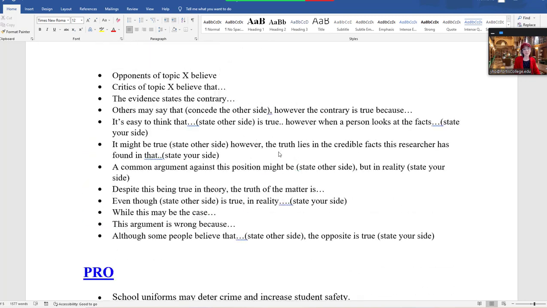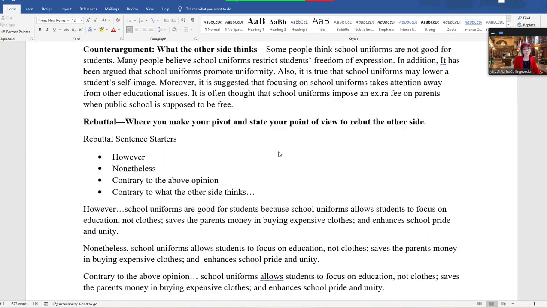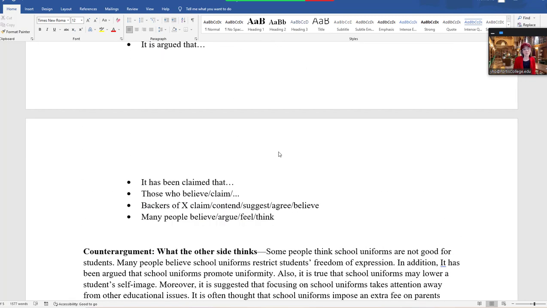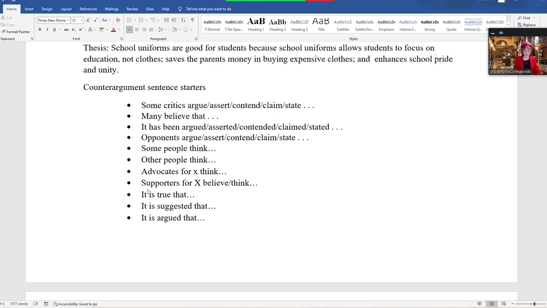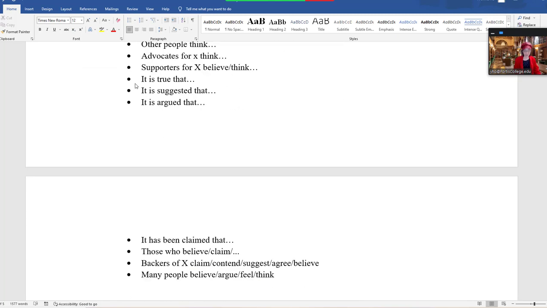So that's what you're going to do: write a counter argument and a rebuttal paragraph. You have to take a position, and then you look at the pros and cons on procon.org, and then you put together the sentence starters. And what's a sentence starter? This is a sentence starter. All these things with bullets are all sentence starters.